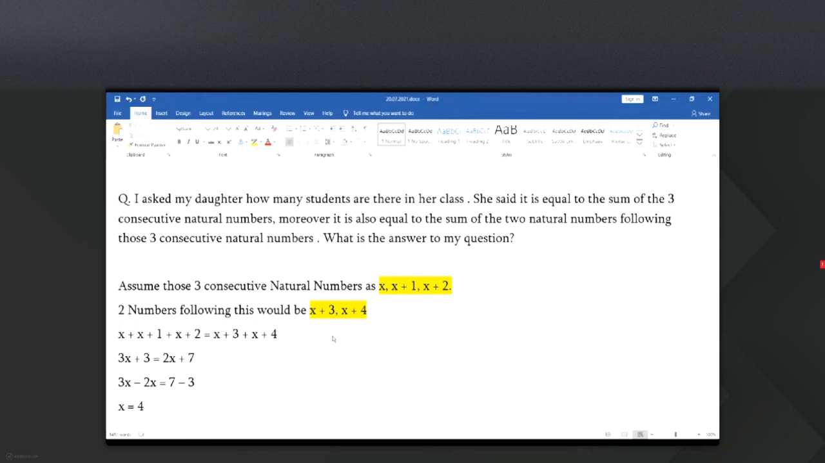So once I have x is equal to 4, I'll get those numbers as 4, 5, 6, and here I'll get the numbers as 7 comma 8. Now it doesn't matter, right? The sum of 4, 5, 6 is 15, and the sum of 7 comma 8 is also 15, so the number is 15. So the number that they're talking about is 15. Okay, so 15 is the correct answer.